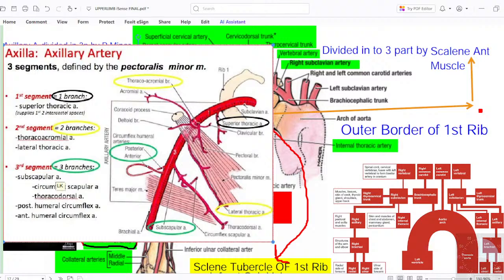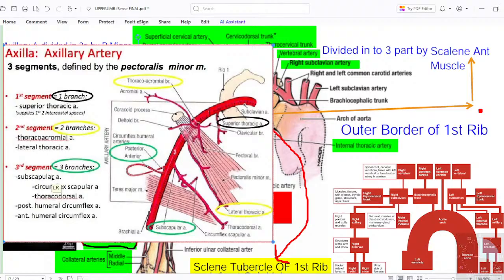Subscapular artery, anterior humeral circumflex, posterior humeral circumflex, like the femur. In the femur, it was medial circumflex femoral artery and lateral circumflex femoral artery, and here it will be anterior circumflex humeral artery, posterior circumflex humeral artery, and subscapular artery.